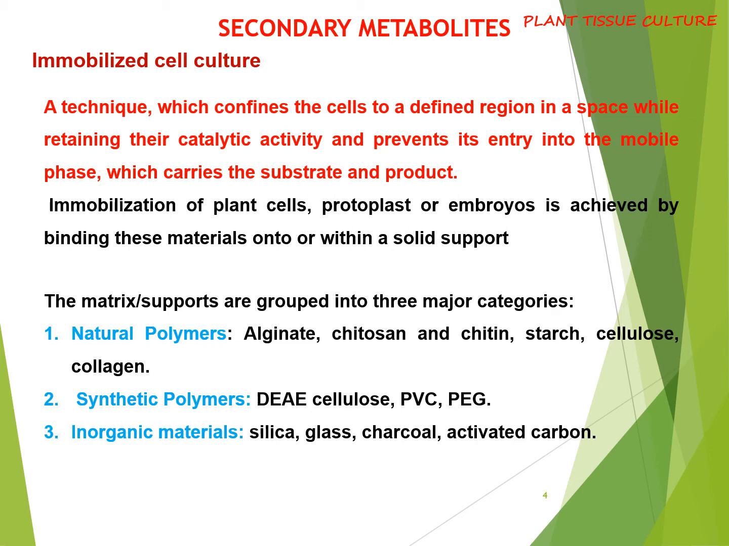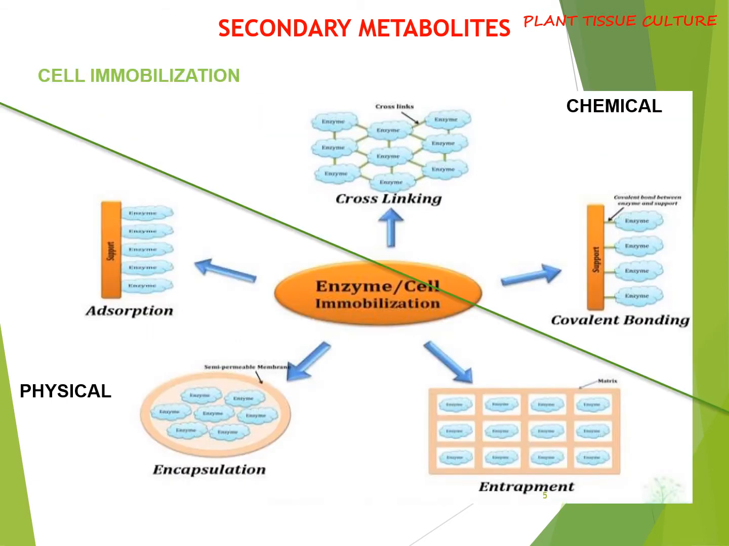Natural polymers, which include alginate, chitin, starch, collagen. Synthetic polymers, which include PEG, DEAE cellulose. Inorganic materials like silica, glass, charcoal, activated carbon. These matrices are inert materials. Cell immobilization on the matrix or support can be by means of adsorption, cross-linking, covalent bonding, entrapment, or encapsulation.